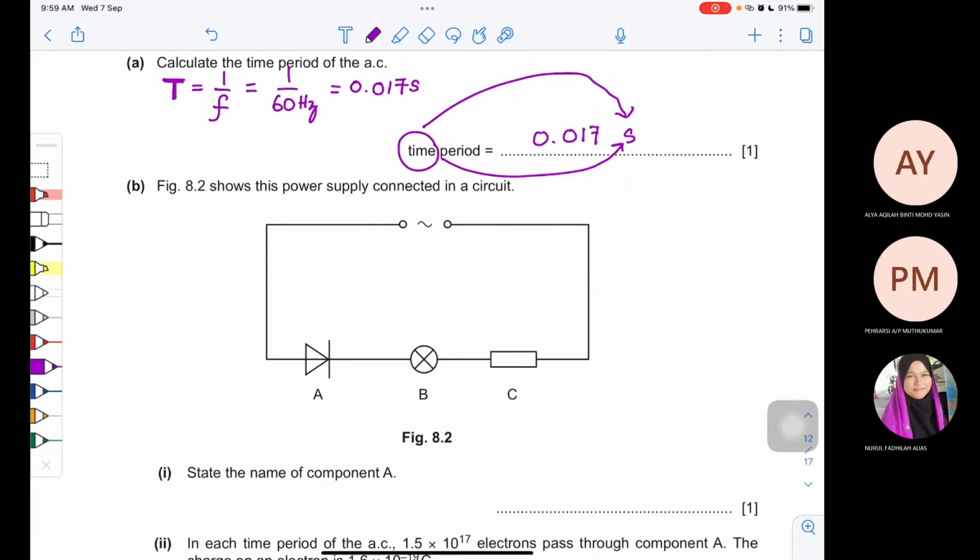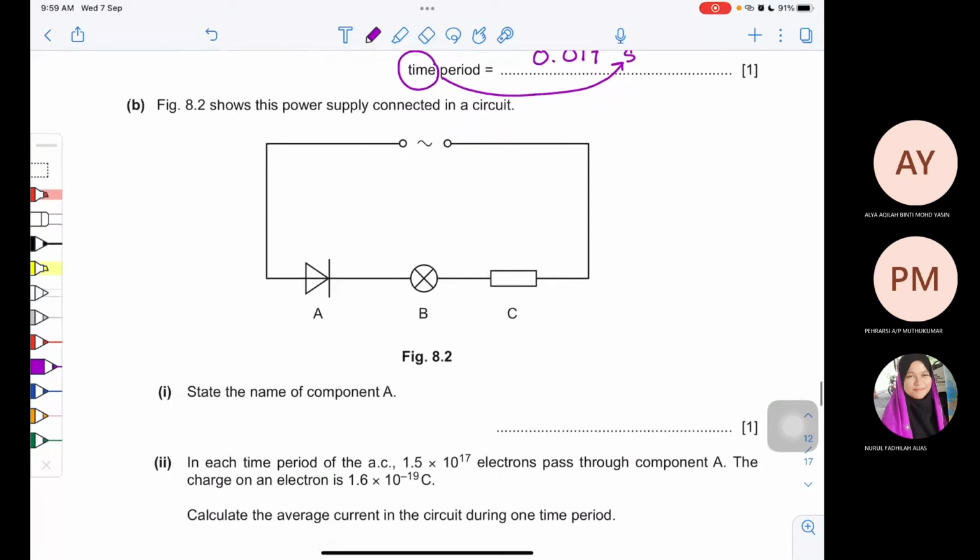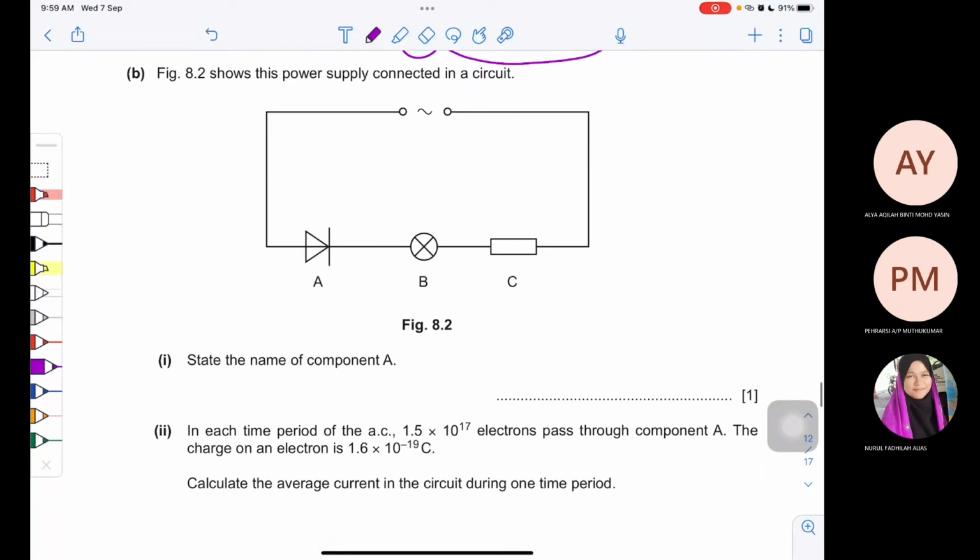Figure 8.2 shows this power supply connected in a circuit. Okay, ini ada satu circuit. State the name of component A. Alright, that's easy. A is a diode. Okay, B is a bulb. C is a resistor. Okay, the question tak tanya pun, tapi you kena tahu each symbol.